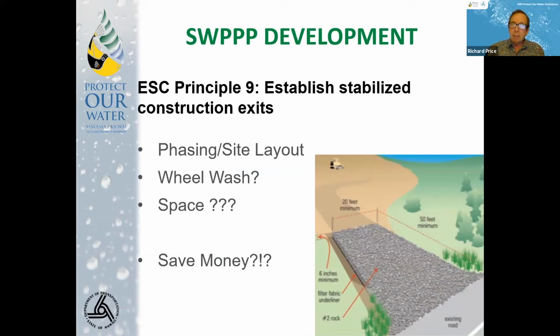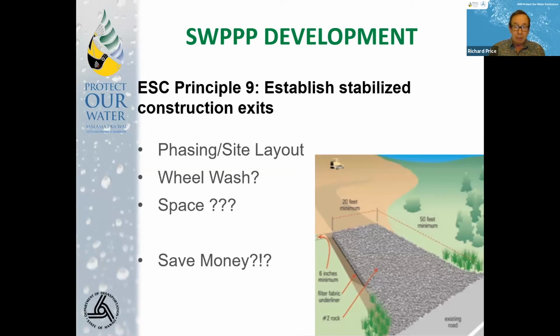Principle 9, stabilize construction exits. Now, I don't know about you, but my whole career, I was taught to call these stabilized construction entrances. And of course, I don't think we're ever worried about vehicles coming onto our site and bringing sediment into our construction site. So I like the name. It's just going to take me a long time to remember to say it correctly.